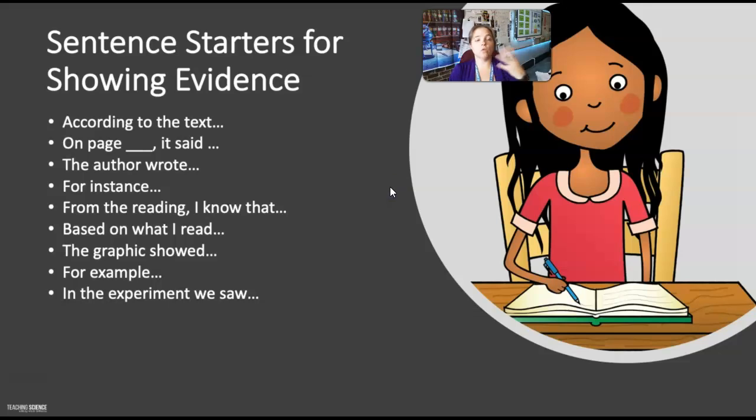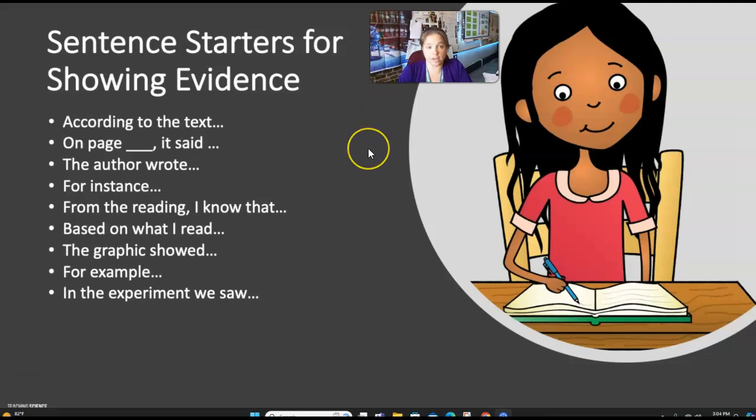All right, so here are some sentence starters that you could use to show some evidence. According to the text, it's from a textbook. On page whatever number, it said this. The author wrote, for instance, from the reading, I know that. Based on what I read, the graph showed, the chart showed, the table showed. For example, in the experiment we saw. All of those are great starters. You might want to write them down. They might help you a little bit later.